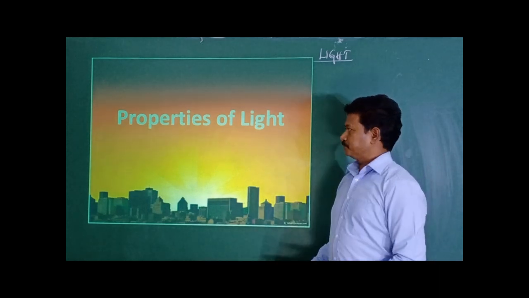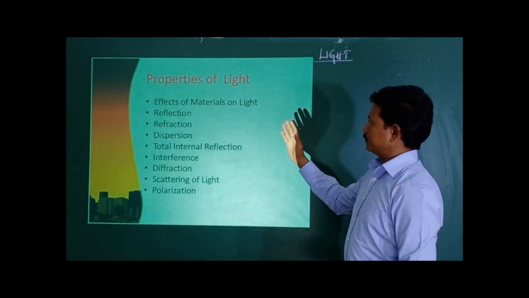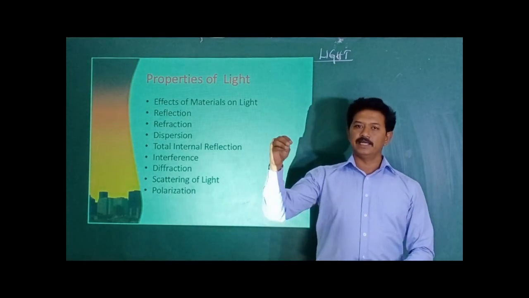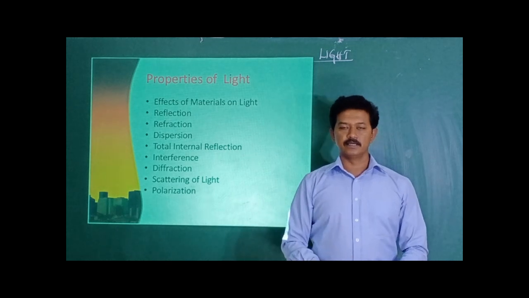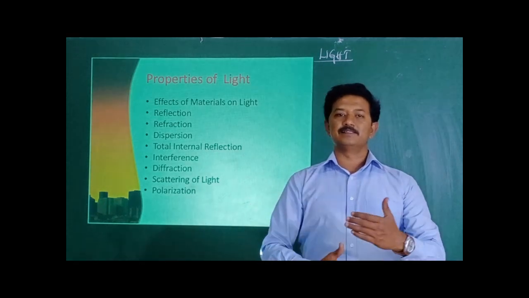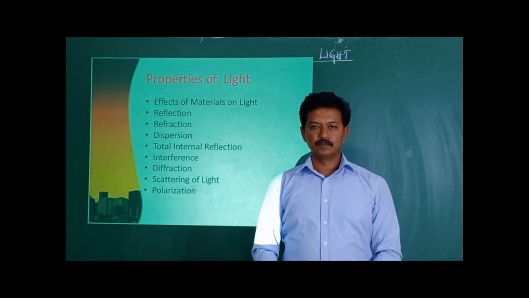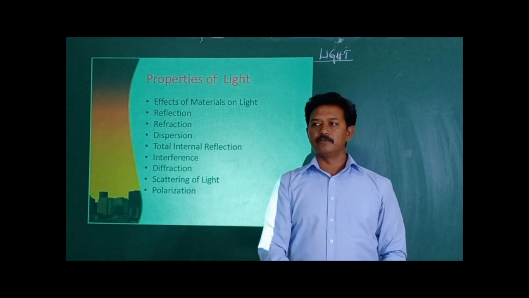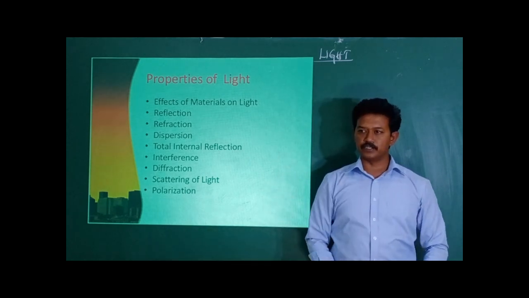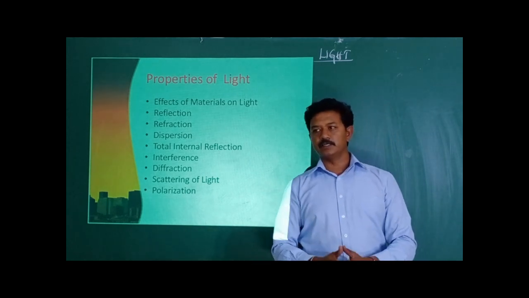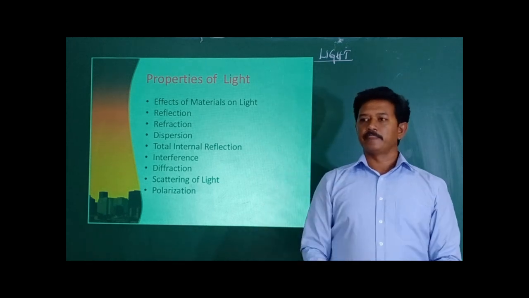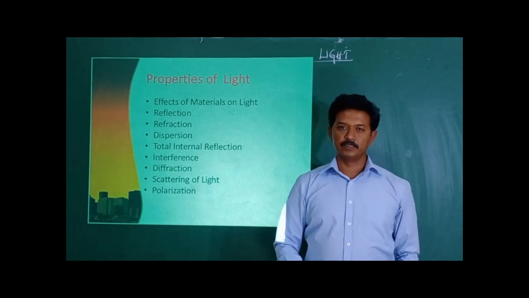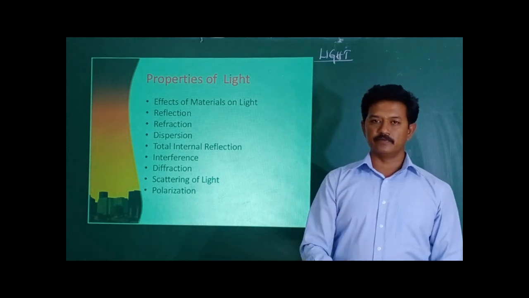Among them, one is the effects of material on light. Here we are going to study when light is made to fall on certain materials, how the materials behave with light, and what the effect of light on those materials is. Next we go with reflection, then refraction, then dispersion, total internal reflection, interference, diffraction, scattering of light, and polarization. One by one, we will study the properties of light now.